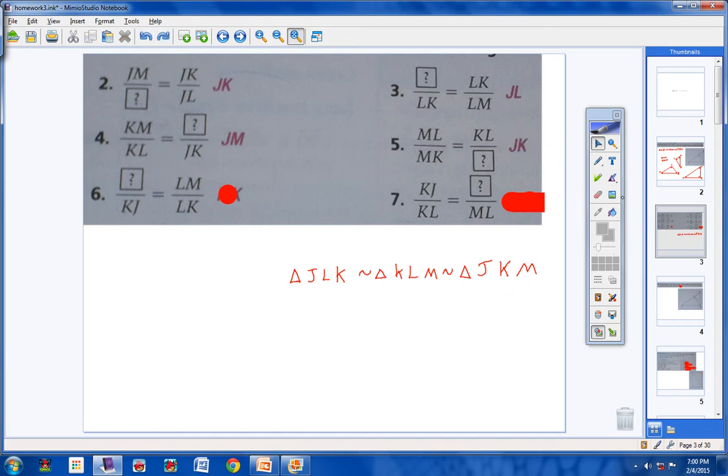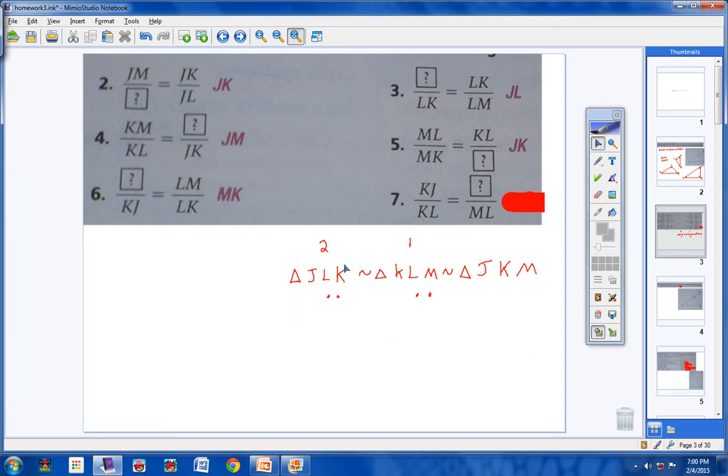Alright, let's try number 6. Let's see what we got here. Okay, LM over LK. So here's LM. Does that match up with the last 2 letters here? No. Here, yes it does, look. LM over LK. So this is my first triangle. This will be my second triangle. So I go LM over LK equals blank over KJ. That's MK, or KM.